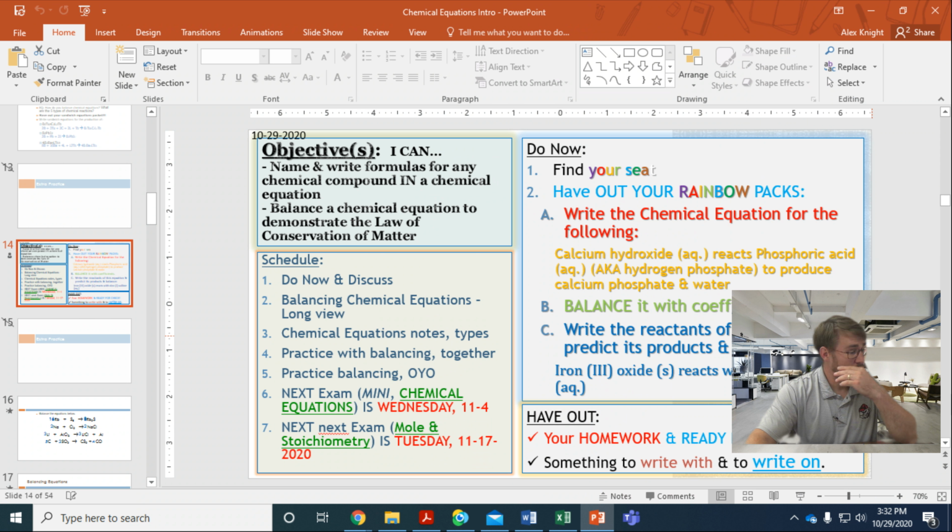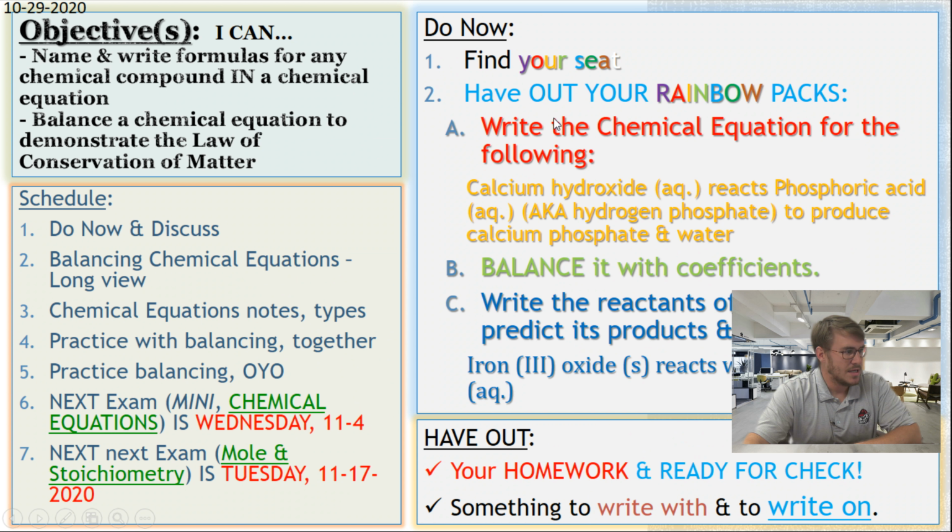Anyway, so this is our do now for October 29th. I asked you to write the chemical equation for calcium hydroxide, aqueous, which reacts with phosphoric acid, aqueous, aka hydrogen phosphate. I give you its real name, phosphoric acid, but we learned it, and we would know it, as hydrogen phosphate. That's how we could recognize it. Anyway, to produce calcium phosphate in water.